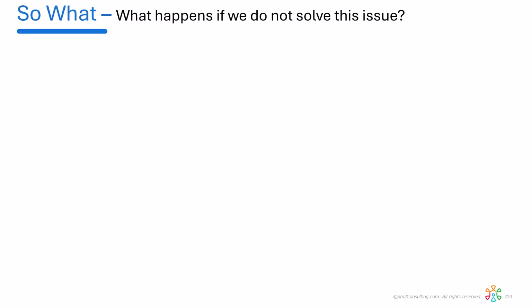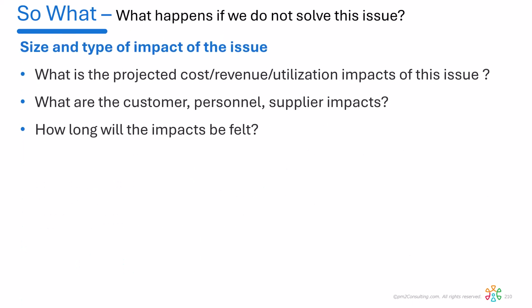Slide 2 is talking about the implications of this issue. Again, many people know it from the outsider's perspective, but don't really know what the impact of this situation might be. So what we'd like you to do is to answer the question about, what is the size and the type of impact of the issue? So again, things like what's the cost implication, revenue, lost time, that sort of thing.